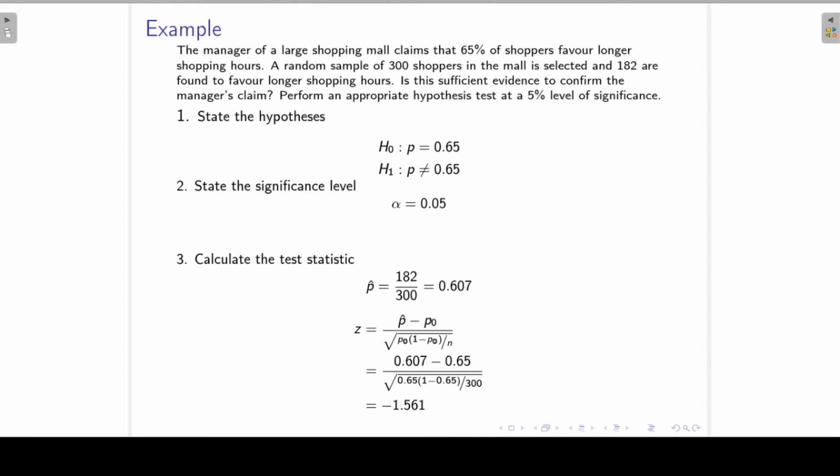So P hat is the one that we calculated from our sample data, that's 0.607, and we subtract from that P0. P0 is the value specified under the null hypothesis, so that's the 0.65, and we divide by the square root of P0, 0.65, times 1 minus 0.65, divided by n, our sample size, and we get an observed test statistic value of minus 1.561.